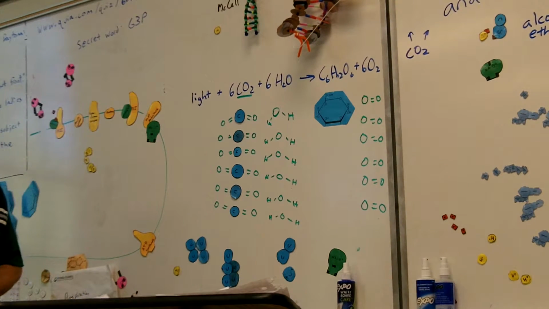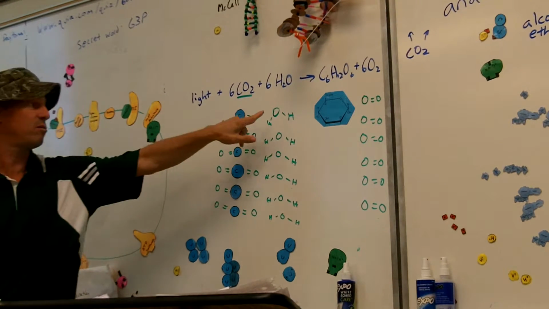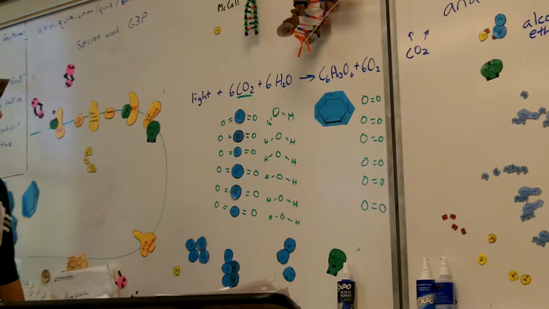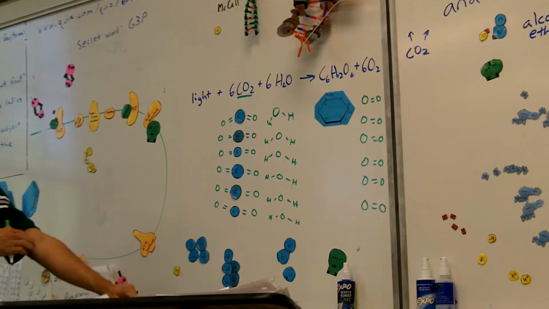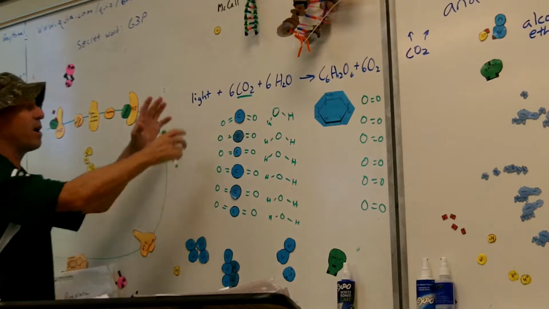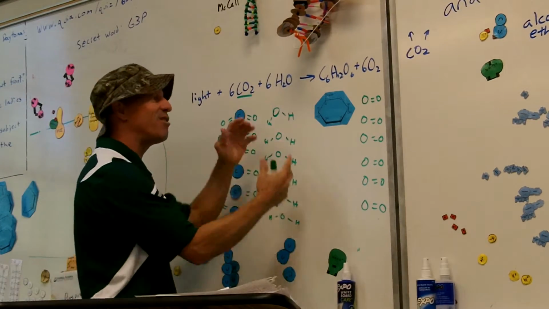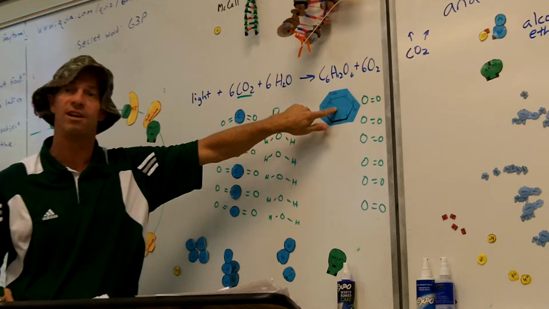So water's not double bonded. No, single covalent bonds. Oxygen can only have 2 bonds. So we put carbon dioxide and water together to make glucose, and that's food. That's sugar.